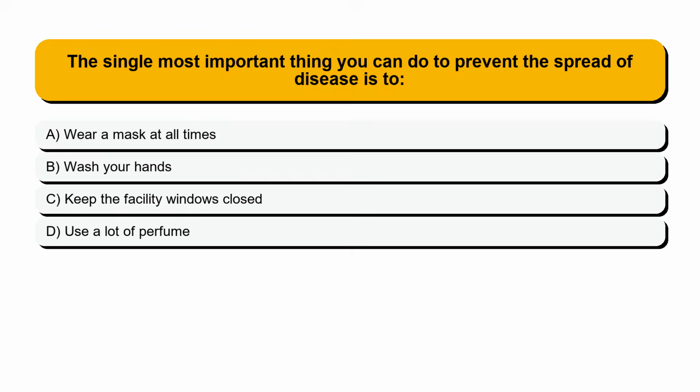Question 44. The single most important thing you can do to prevent the spread of disease is to: Option A. Wear a mask at all times. Option B. Wash your hands. Option C. Keep the facility windows closed. Option D. Use a lot of perfume.